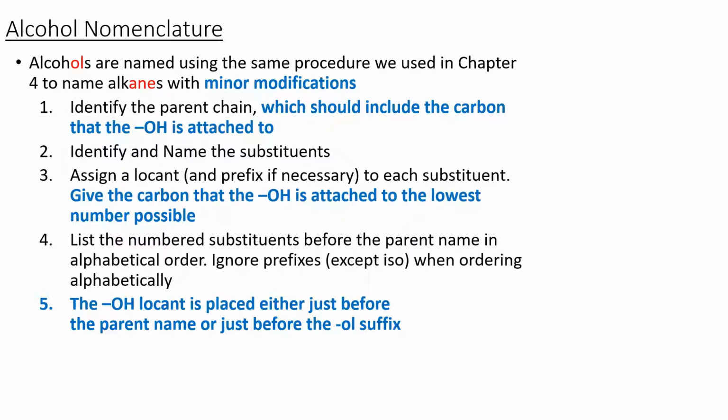And then when we assign the location, this is the biggest difference. When we assign the location of each substituent, we want to make sure that we give the carbon that the alcohol is attached to the lowest number possible. So instead of just trying to assign any substituent to the lowest number possible, for an alcohol, we're specifically looking for the OH, and that's what we want to assign to the lowest number possible. Then we're going to list the numbered substituents in alphabetical order and put the OH location either just before the parent name or just before the -OL suffix. So let's look at an example of this.